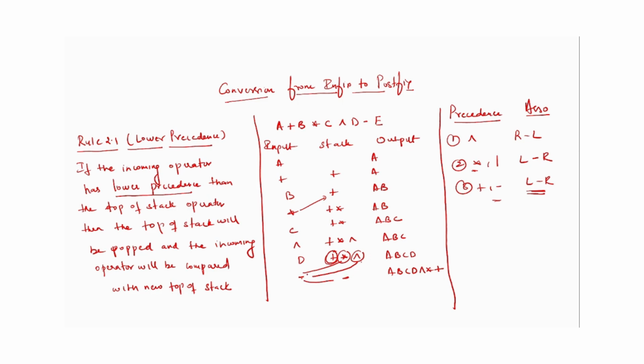So then after this, the token that comes is E, right? I just say A, B, C, D, exponential, star, plus, E. After E, the whole expression is evaluated. Therefore, the only operator left in the stack is minus. Therefore, I will say here minus. So this is our postfix expression, and this is nothing but rule 2.1.